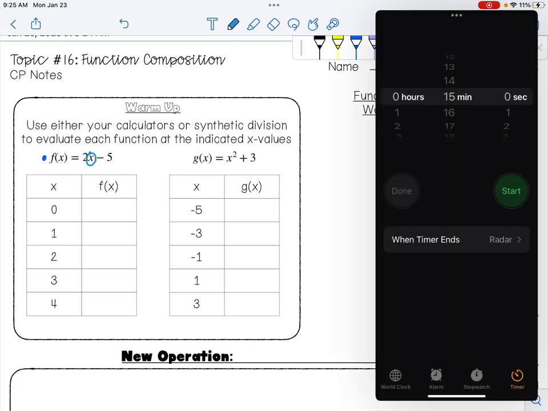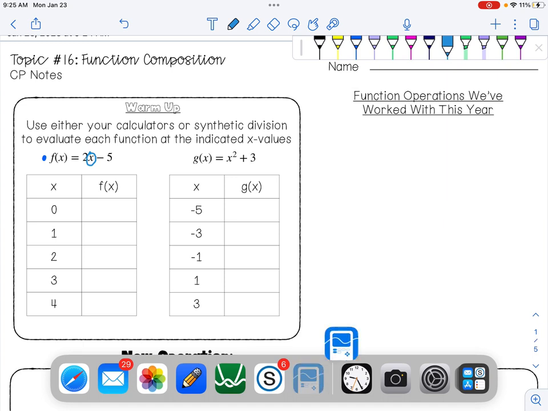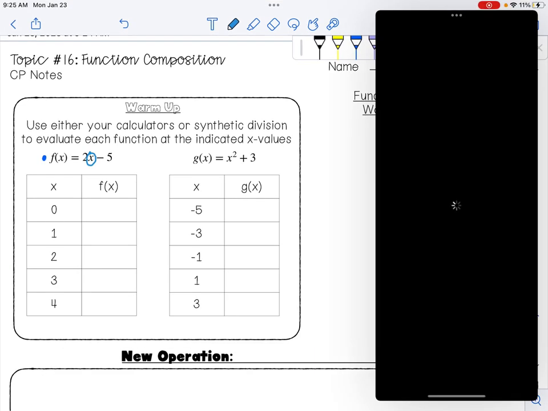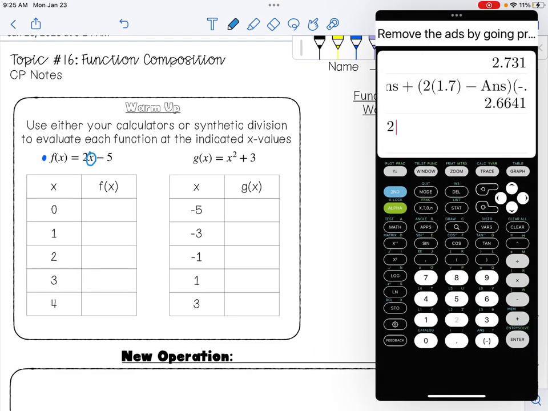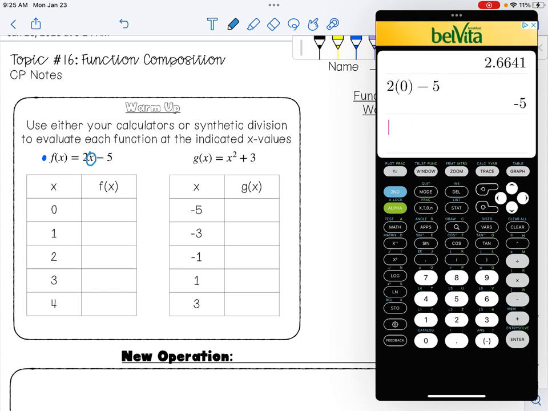So I'm going to pull up my calculator. I'm going to plug in 0 first. I'm going to do 2 times 0 minus 5, right? I'm going to get negative 5, so we'll write that in here.